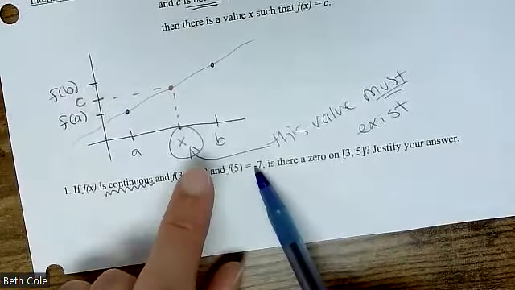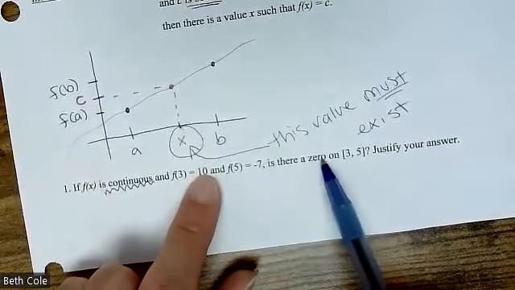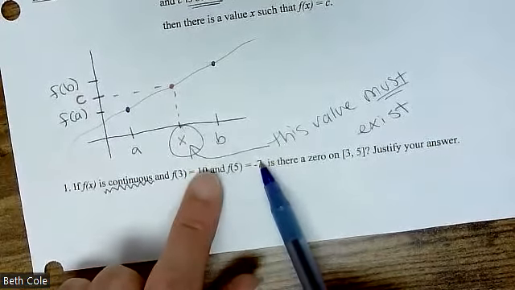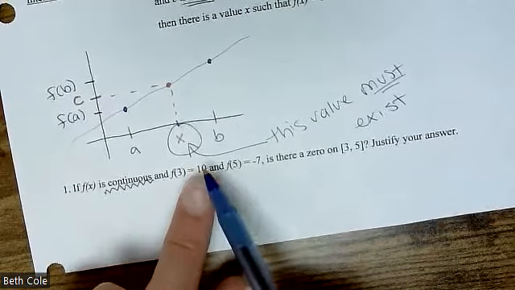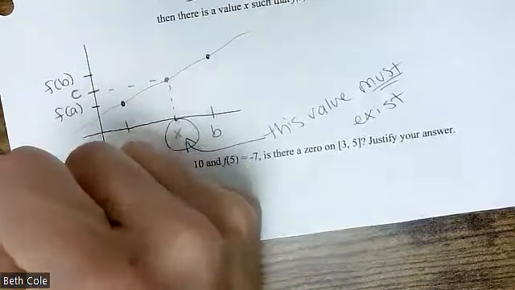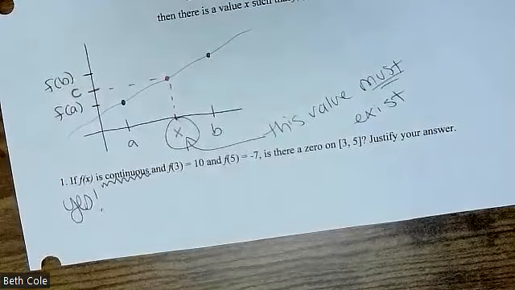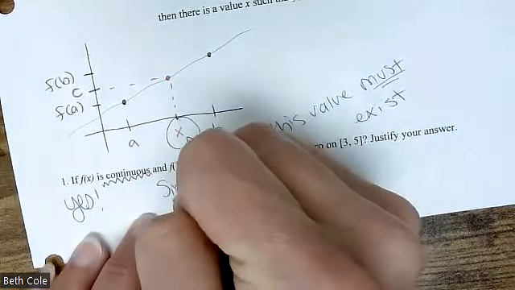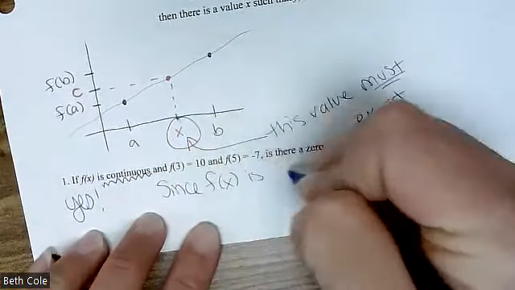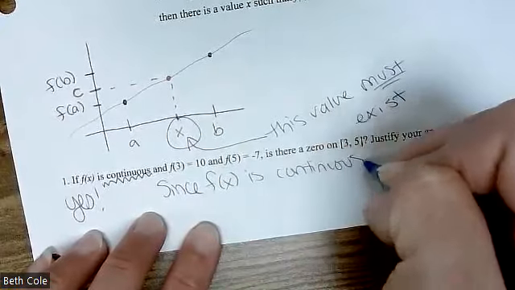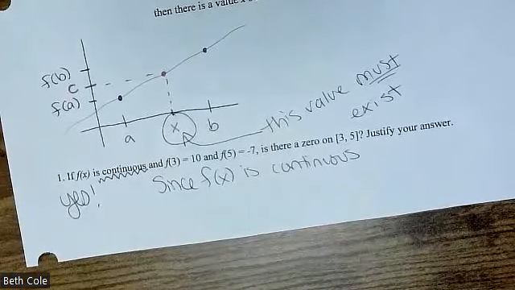Well, here's the question. You've got 10 and you have -7. Is 0 in between those? Yes, 0 is in between 10 and -7. So the answer is yes. But justify means you've got to write a little sentence. And your sentence is always going to start since f of x is continuous. You have to mention that. Without that, the whole party's over. If the function's not continuous, you can't do anything. So you have to say that.